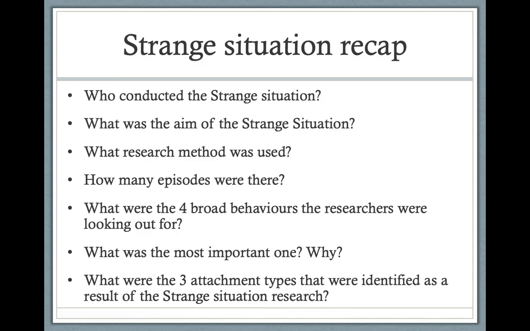This is the final thing. Once you've done all of that, I want you to avoid going back over the video to help you. This is more to see what you can remember from today. Who conducted the strange situation? What was the aim of the strange situation? What research method was used? How many episodes were there? What were the 4 broad behaviours the researchers were looking out for? What was the most important one and why? And what were the 3 attachment types that were identified as a result of the strange situation research?